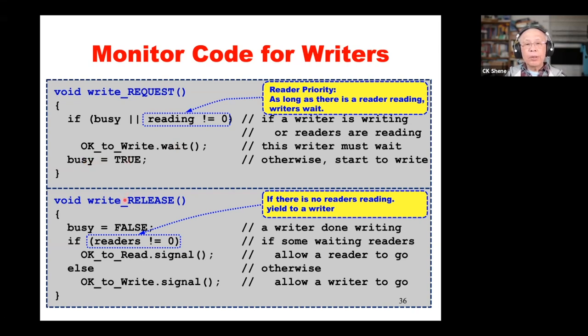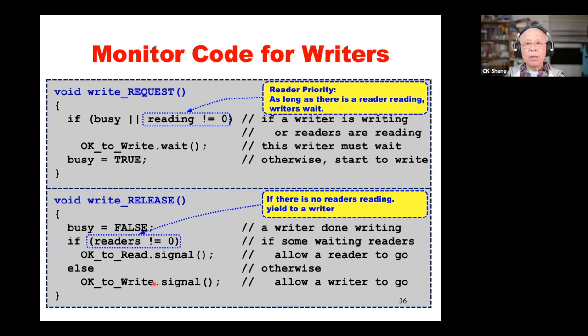Upon finishing writing, this writer calls write released. So set busy to false and check to see, are there any waiting readers? If there are, allow them to go. Otherwise, which means there are no waiting readers, we try to release a writer. Now keep this in mind, if there are waiting readers, this signal will release a waiting reader. So this signal always releases one because we check to see whether there are waiting readers. If there are no waiting readers, this writer allows the next writer to go.